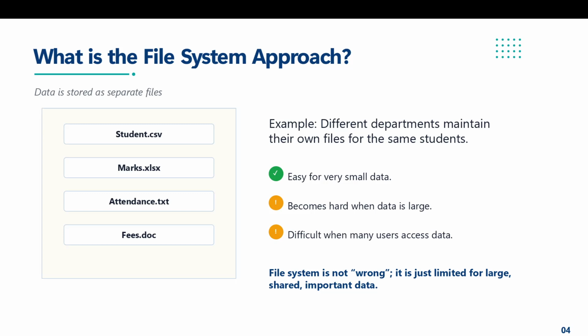When the data becomes large, important, and shared by many users, this approach becomes difficult. For example, in a college, the same student data may be needed by the exam cell, accounts office, department office, library, or the placement cell. If each one maintains a separate file, then managing the data becomes very hard. So the file system is not completely wrong. It is useful for simple personal storage, but it is limited for large, shared, and important data.